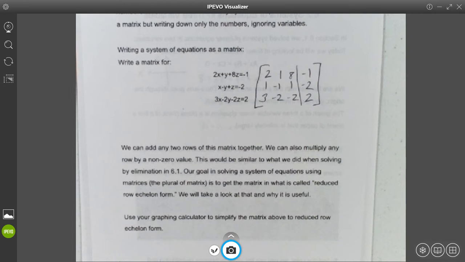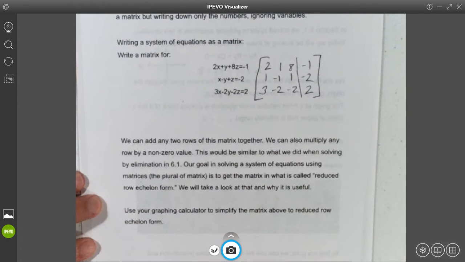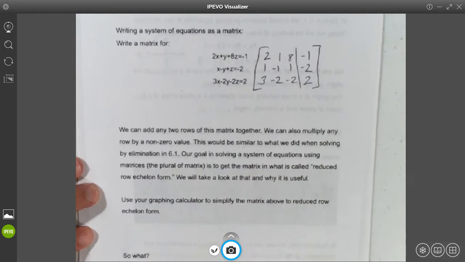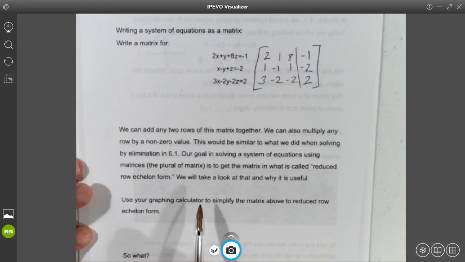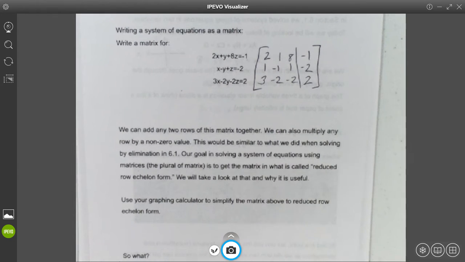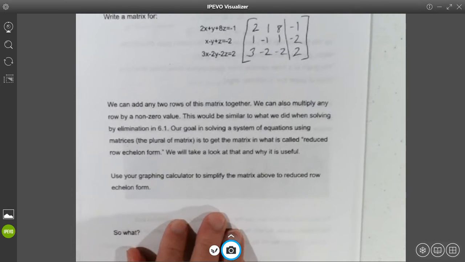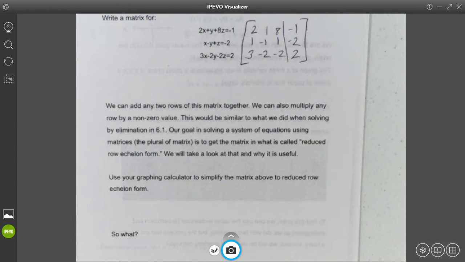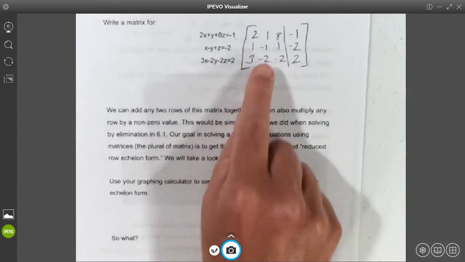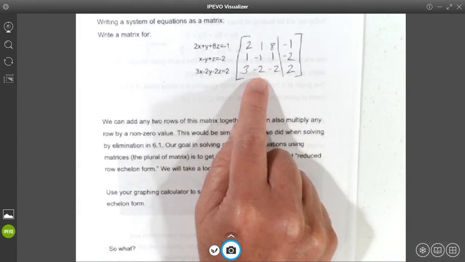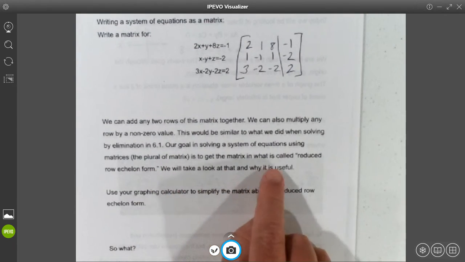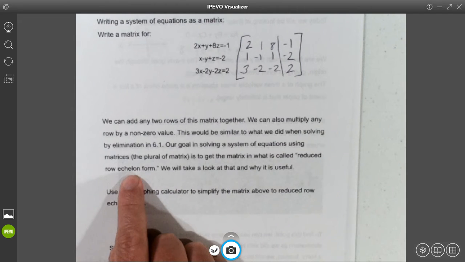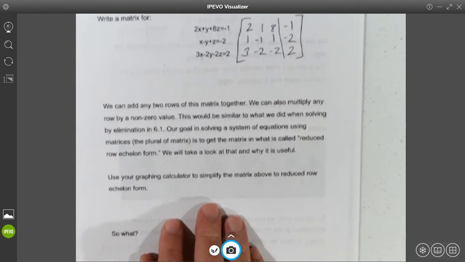All right. So if we look at this, we're going to want to take this matrix and put it into what's called reduced row echelon form. We're going to take a look at that a little bit later, and we're going to see why it's useful. But right now, I'm going to teach you how to do this on your graphing calculator, how to take this matrix and write it in this reduced row echelon form, and then we'll hopefully see why it's useful.